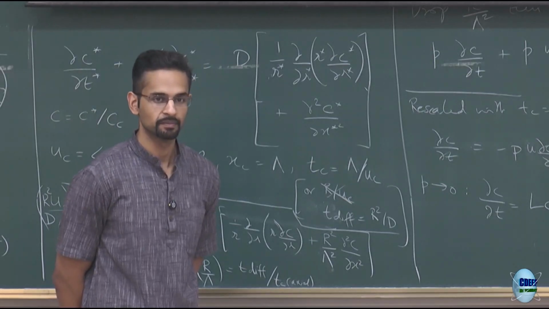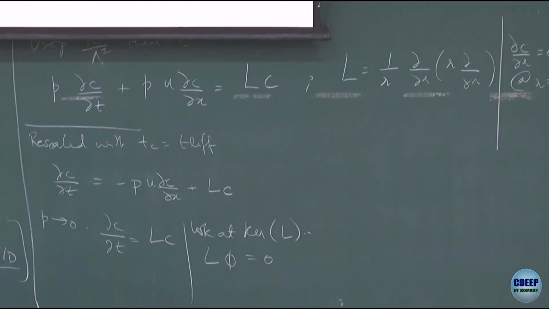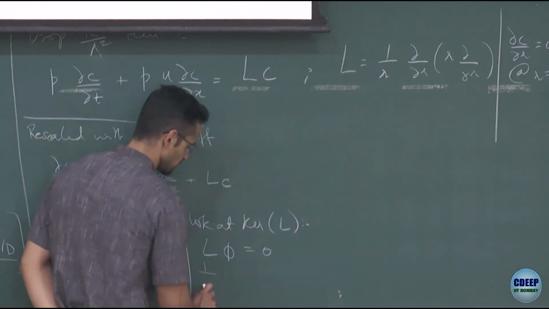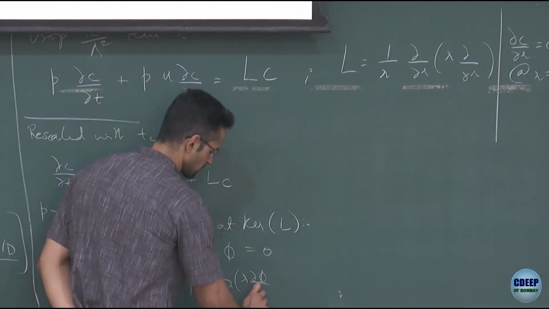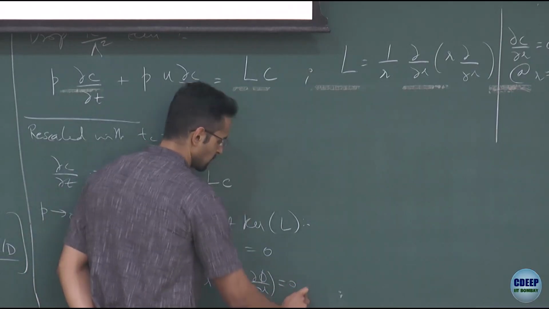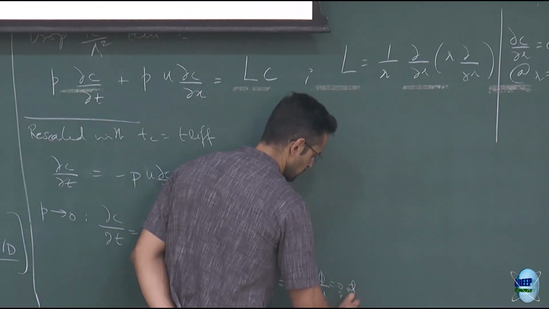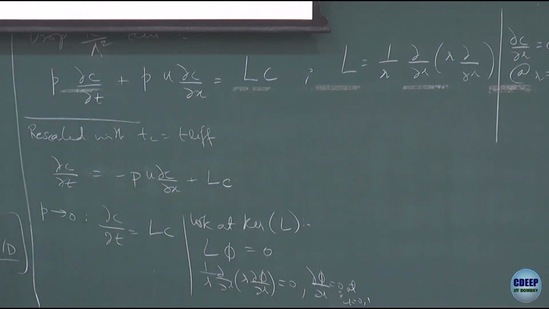Anyone? So you have a boundary value problem. You have to solve a boundary value problem. So is there some phi other than 0 that will satisfy this? Then that is the vector in the null space.